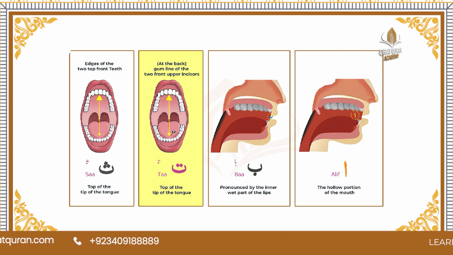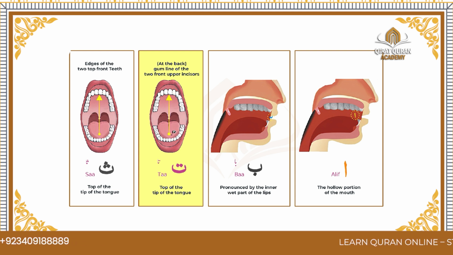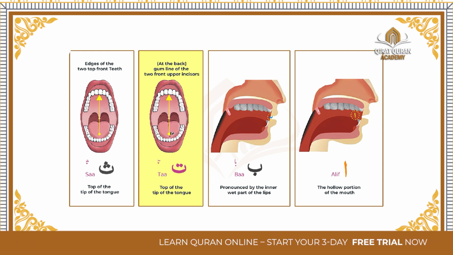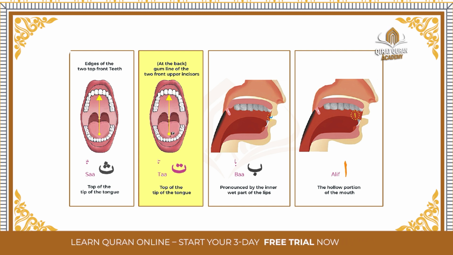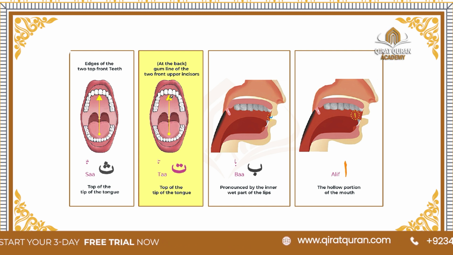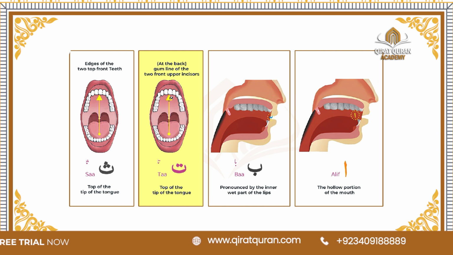Yeah, so that's how you have to pronounce Ta. You have to use the tip of your tongue, and you have to connect this tip of the tongue to the upper incisors. So that's how you can pronounce Ta correctly.